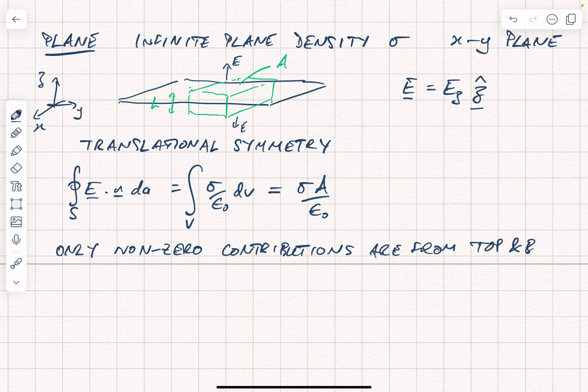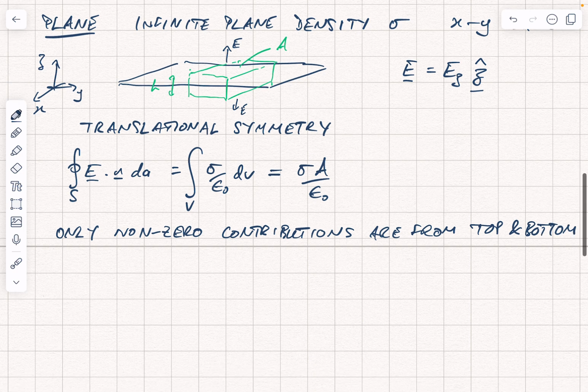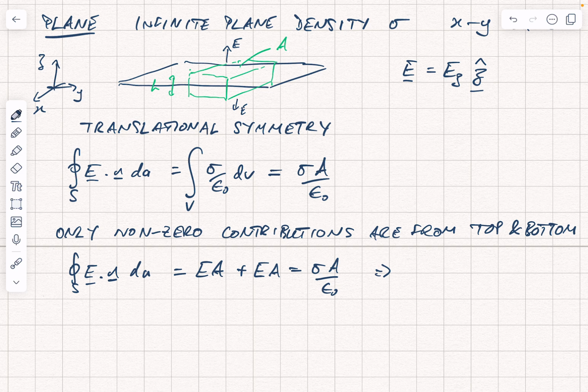And in each case, we will find that E and the normal vector are parallel to each other. So we will find that the surface integral of E dot n dA is actually going to equal EA, that's probably from the top, plus EA, that's from the bottom, and everything else goes to 0, and that must equal sigma A over epsilon 0, and therefore E is equal to sigma A over epsilon naught in the normal direction, and I'll put a hat on it here just for simplicity. Sorry, I've done that completely wrong.